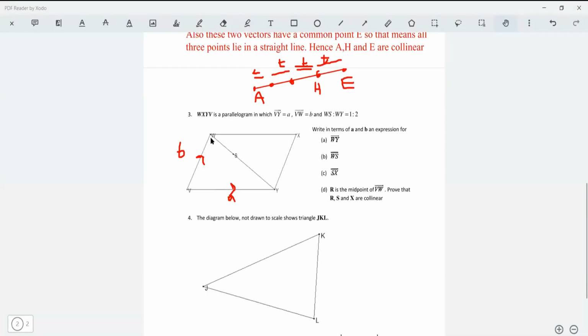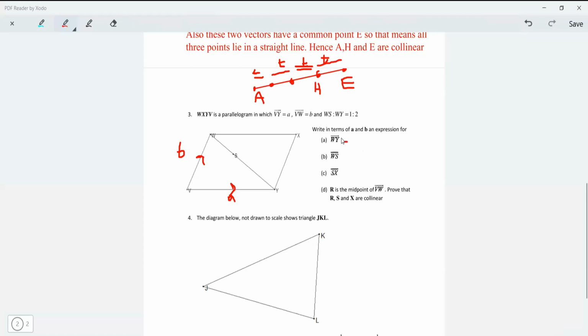Because we know this would be OY minus OW. So then VY, remember, we know that VY is A, and VW is B, so it's A minus B. So this is equal to A minus B. You can actually put this on here, this is A minus B.